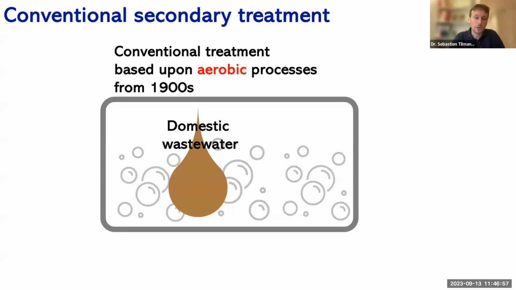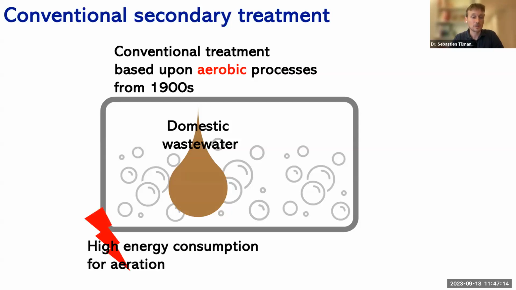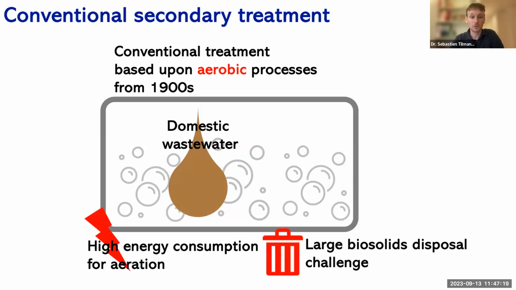Conventional wastewater treatment, aerobic treatment, is based on aerobic processes that were developed in the 1900s. They basically take the organic material in domestic wastewater and burn it using aerobic microbes. The challenge with that approach is that it consumes a lot of energy to aerate the water, and it also produces a large amount of biosolids that have to be disposed of. So these two key challenges really afflict the industry and impede the ability of the wastewater treatment sector to move on to a more sustainable paradigm.